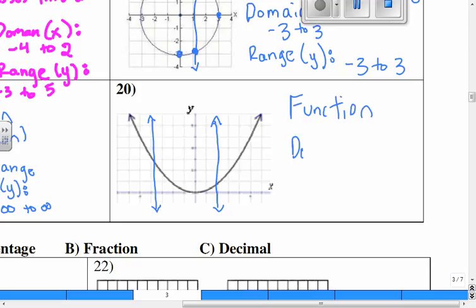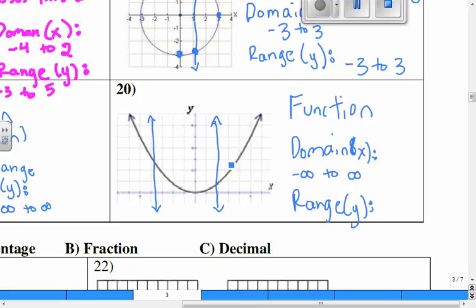What are my domain and range? My domain, again, my x values, and my range are my y values. So my possible x values, let's see. Is there anything stopping my x's from getting smaller? No, my x's can go all the way to negative infinity. There's nothing stopping my x values from getting larger. They can go all the way to infinity.